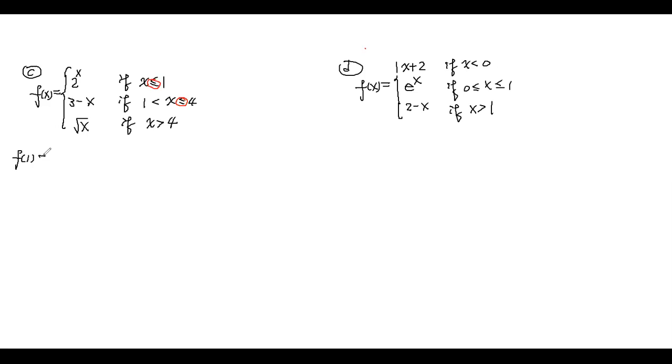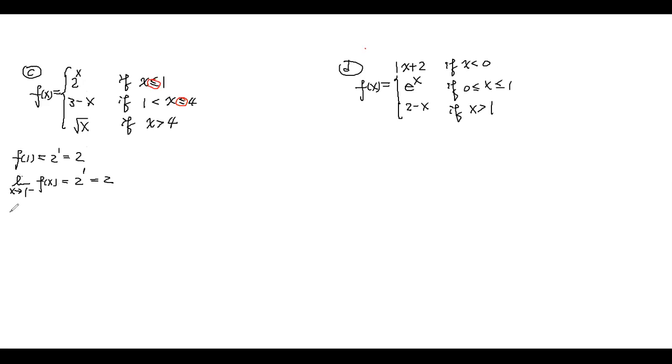f of 1 is equal to 2 to the first power, so this is equal to 2, right? Okay, so now we're going to say the limit as x approaches 1 from the left-hand side. That means x is less than 1. So it's 2 to the what? 2 to the 1 here, right? So this is 2 to the 1, which is equal to 2.